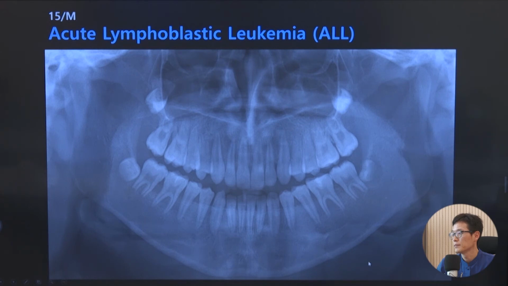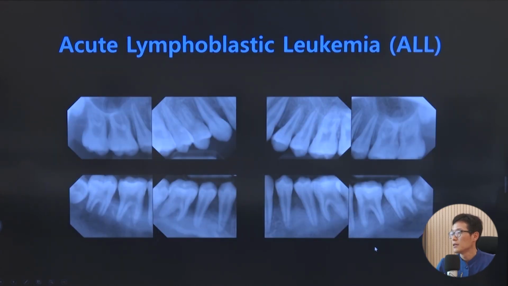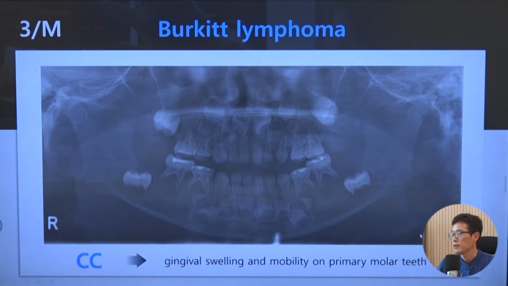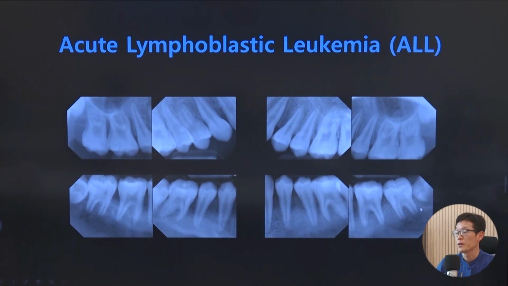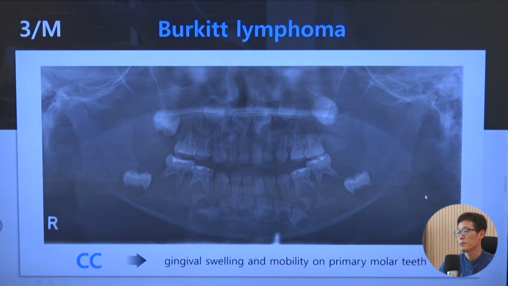Intraoral radiographs also revealing generalized loss of lamina dura. Yeah, this case was acute lymphoblastic leukemia. Another patient, a 3-year-old male, presenting with gingival swelling and mobility on primary molar teeth.